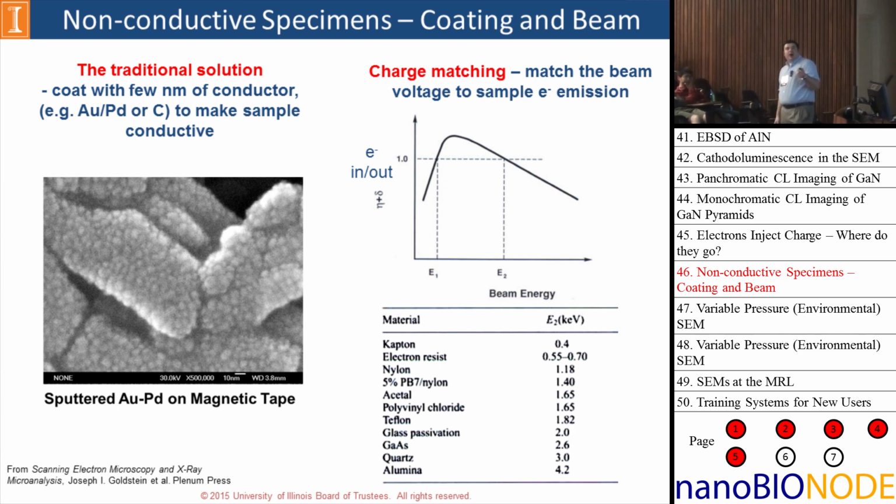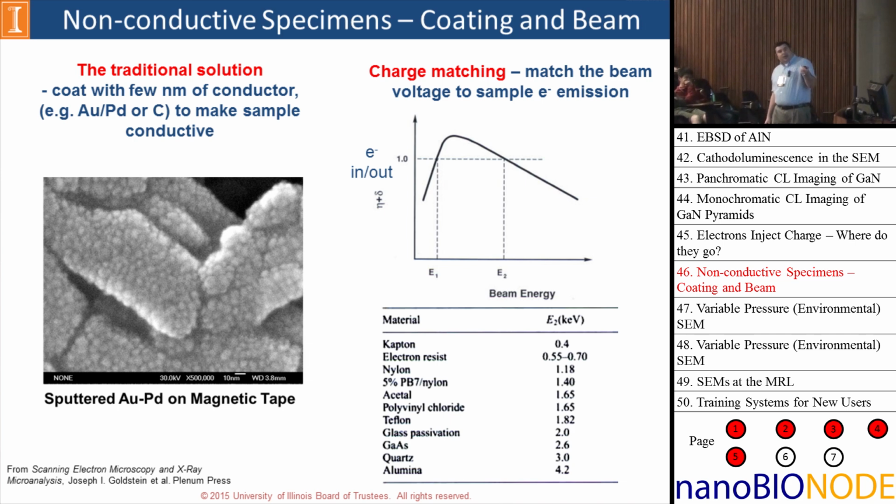The next way of going about it, let's say you can't coat your sample, is something called E2 point matching, which is basically we match the beam voltage to the emission that you get from that particular voltage from the sample. Now, we have here 2 points, E1 and E2. E1, the acceleration voltage, is too low for most SEMs. It's going to be sub 100 eV or so. E2, on the other hand, is typically much more in the range of your SEM.